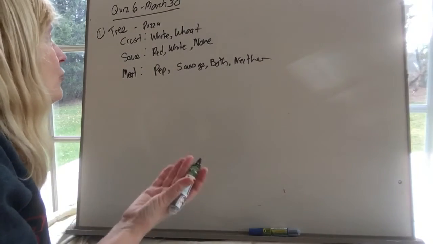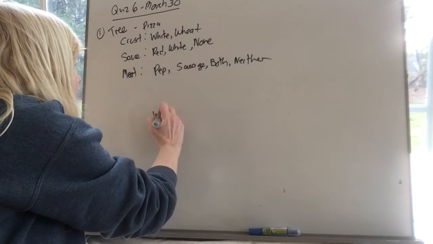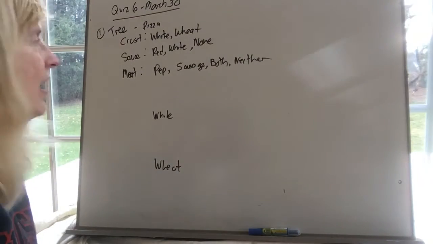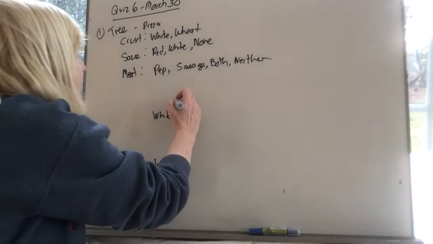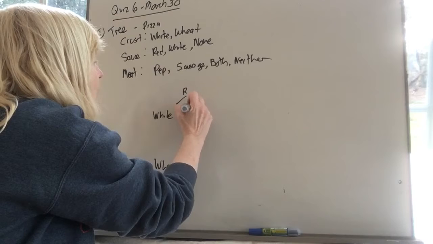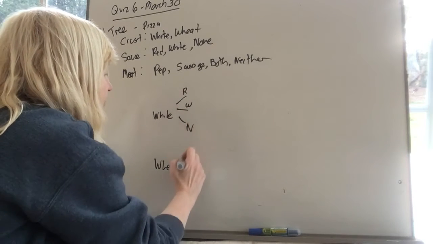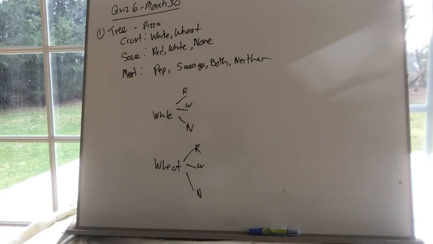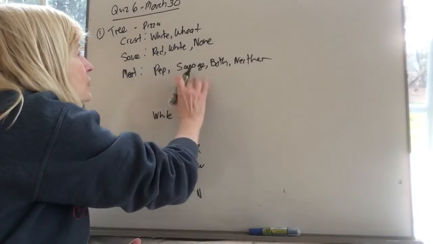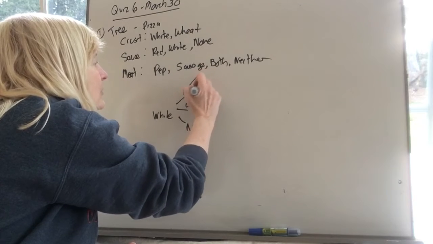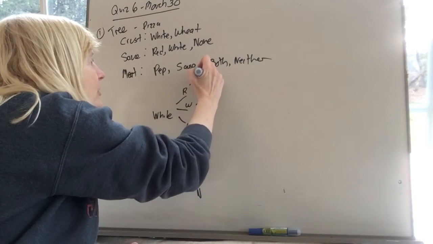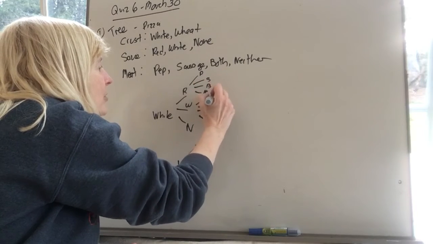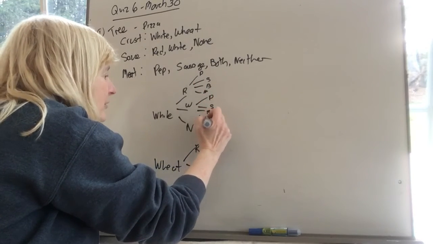I'm going to start off with the crust, right? With the crust, we can go white, we can go wheat. And then once you get the crust, for the sauce, you can go red sauce, white sauce, no sauce. Red sauce, white sauce, no sauce. And then off the sauce, you can do the meats. And there's 4 different possibilities. You can have pepperoni, sausage, both, neither. Right?